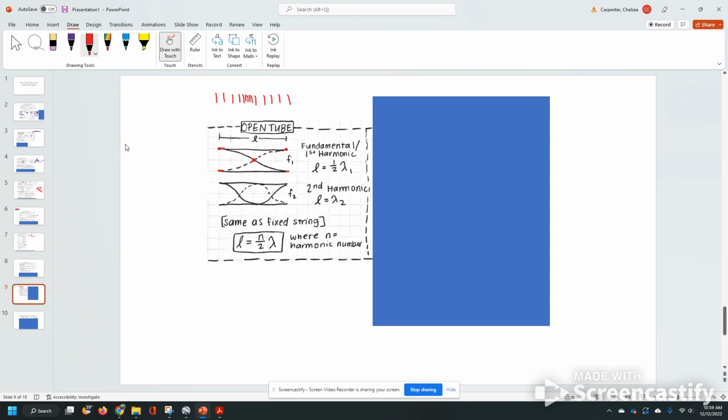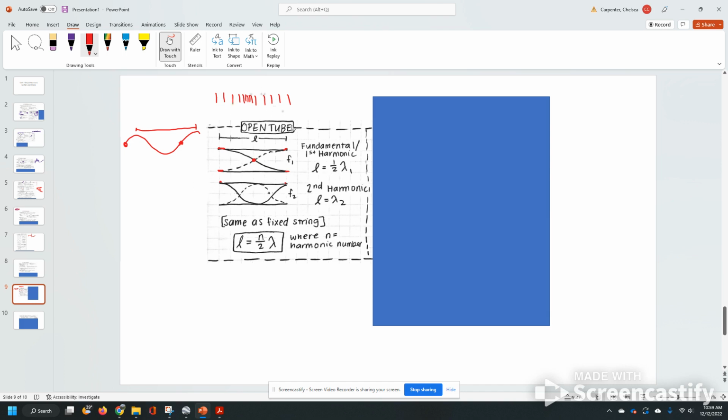So remember, a wavelength could be from here to here, or it could be from here to here. Again, it's an expansion or rarefaction here, and then a compression in the middle. So that's half of a wavelength for the first harmonic. The second harmonic is a full wavelength, kind of going from that max to max here.